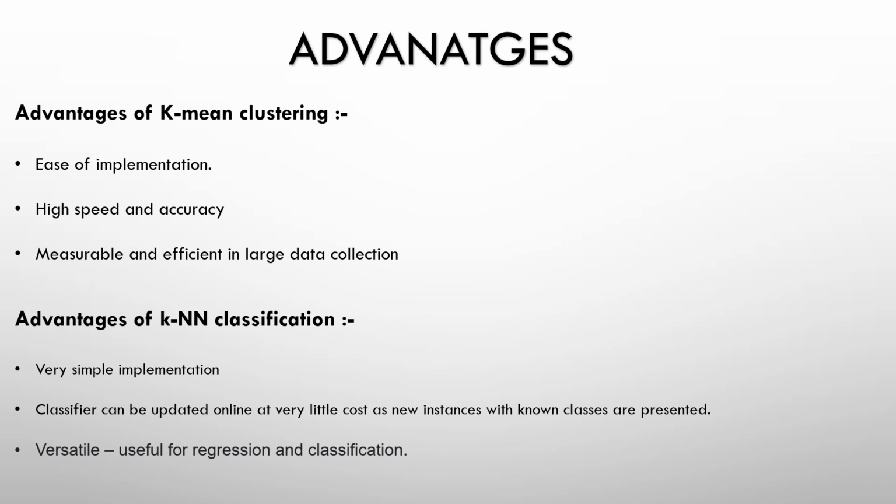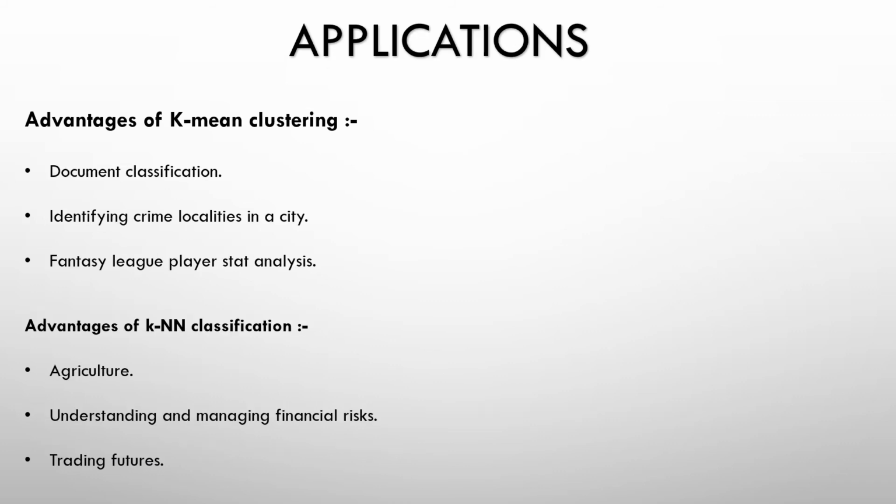that is, it is used for regression and classification. The applications of K-means clustering algorithm are: it is used in document classification, for identifying crime localities in a city, and it is used for fantasy league player stat analysis. An application of KNN classification is that it is used in the agriculture sector, used for understanding and managing financial risks, and it is also used for trading futures.